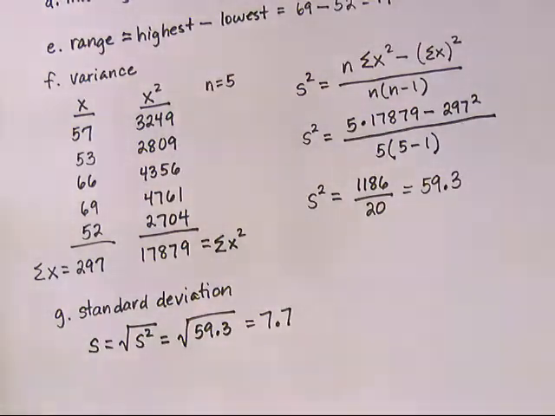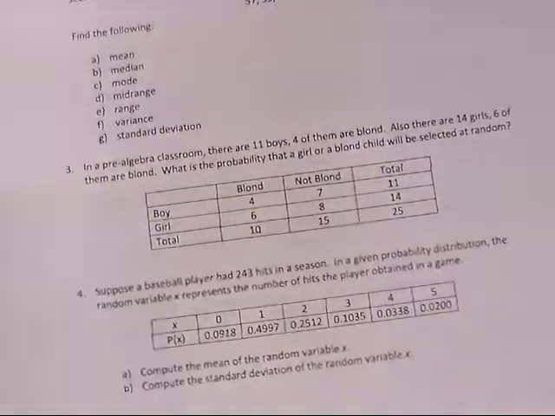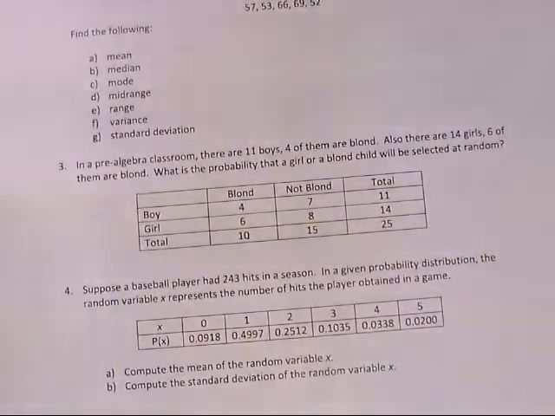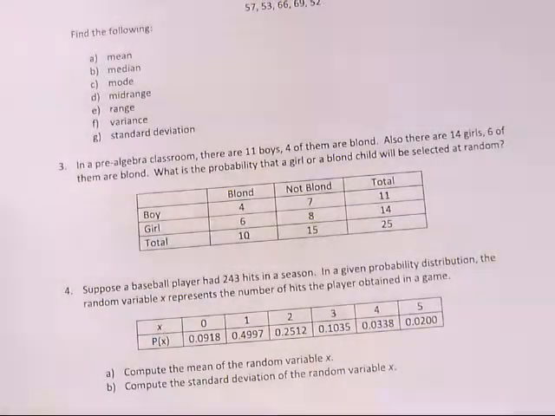Okay. So all of that is problem number 2, parts A through G. Okay, now problem number 3. In a pre-algebra classroom, there are 11 boys and 4 of them are blonde. Also, there are 14 girls, 6 of them are blonde. What is the probability that a girl or a blonde child will be selected at random?